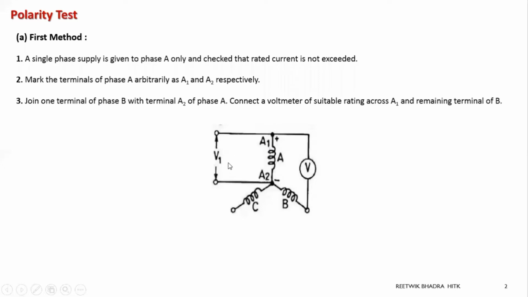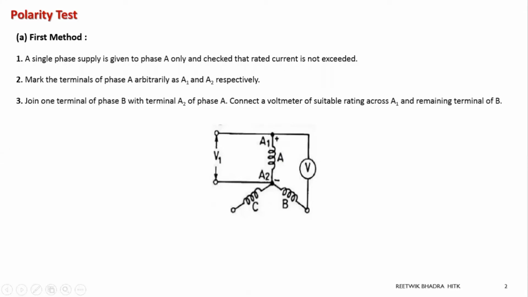So the first step is to give a single phase voltage V1. The second step is to mark A arbitrarily as A1 and A2, whichever you want. And the third step is to connect one terminal of B with A2, and the other terminal of B will be connected to A1 through a voltmeter. That is the step.